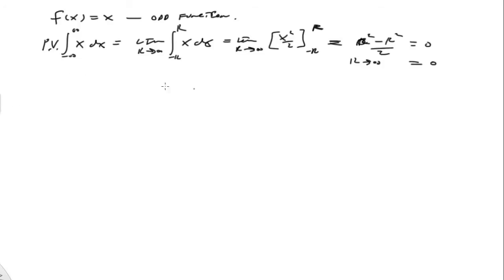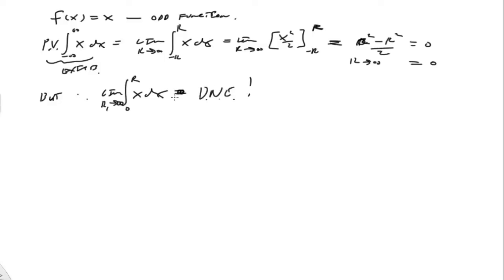All right, so the Cauchy principal value exists, but clearly the limit as r1 goes to infinity of the integral from 0 to r of x dx does not exist. Shouldn't even put an equal sign there. This doesn't exist. And therefore, this improper integral does not exist as well.